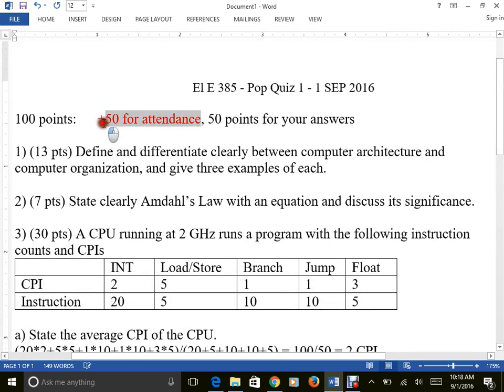Remember, this is the big thing. Show up, stay in class, take your quiz. I will always reward your effort, right?